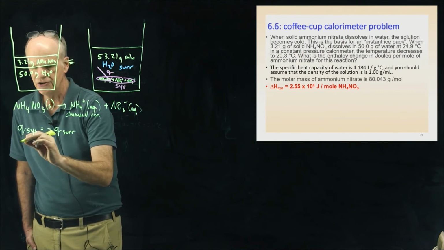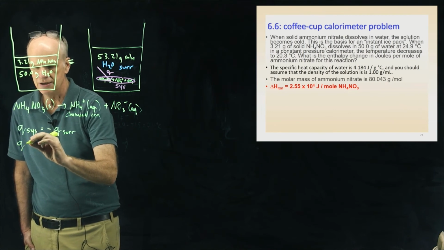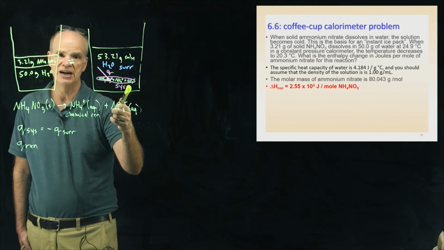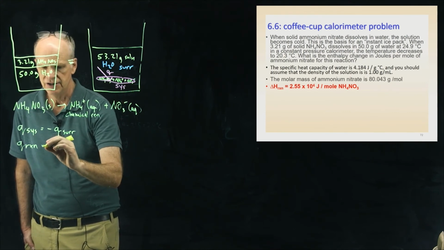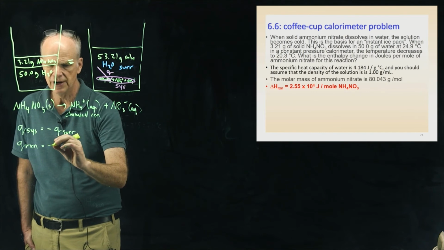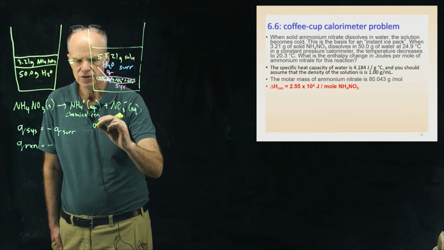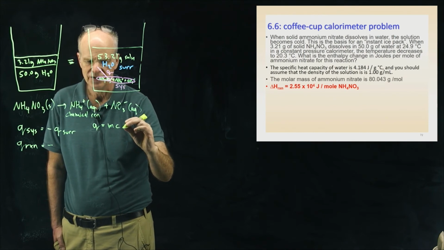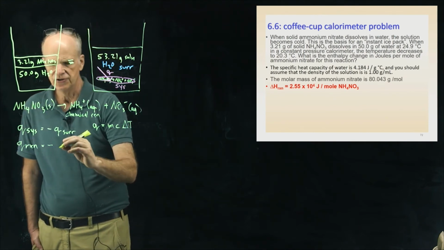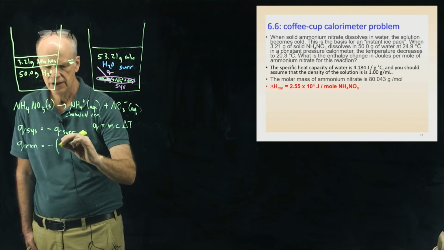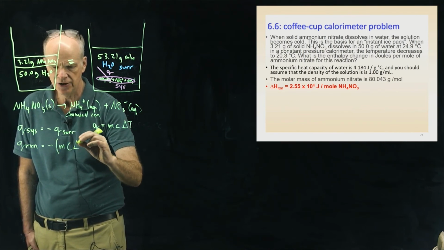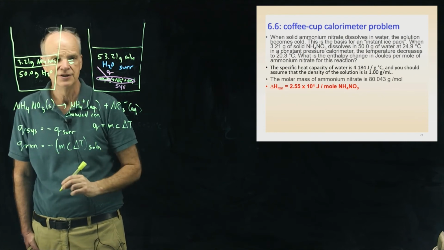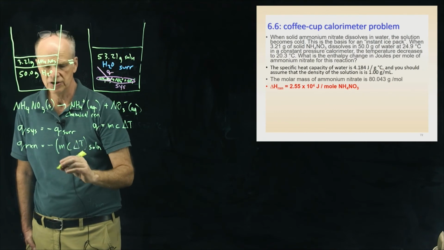All right, and so the Q of the system, which is the Q of the reaction, the dissociation of ammonium nitrate into ions and water, is going to be equal to the negative Q of surroundings. And again, Q is equal to the mass times the specific heat times the change of temperature. So it's going to be negative m times c times delta T of the solution. All right, so we can continue on. Let's go ahead and plug in some numbers.